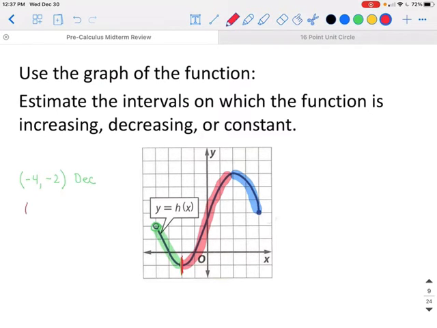Now, from where x is -2 until we get to where x is +2, the graph is then increasing. And then from that +2 as our x value until we get to the x value of 4, this one is a closed circle, so this one does need to be a square bracket. The graph is decreasing again.